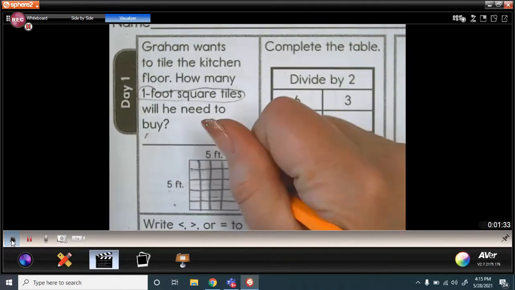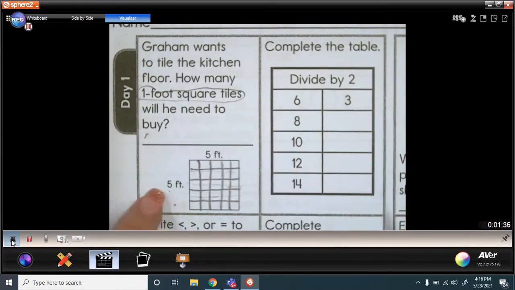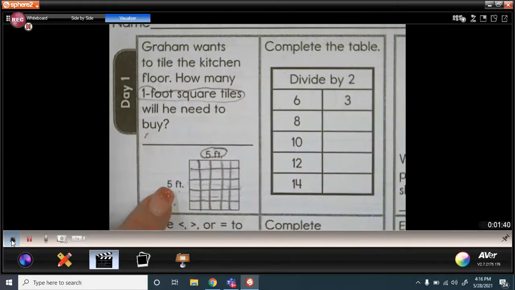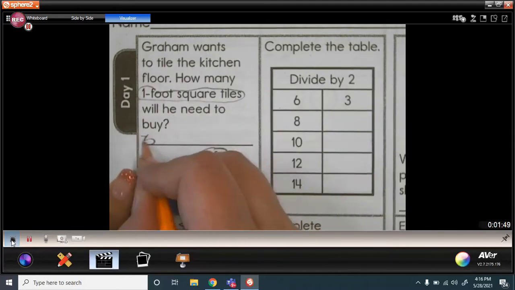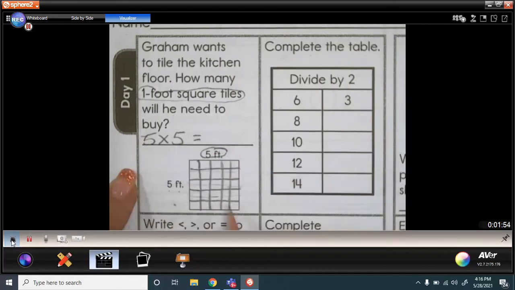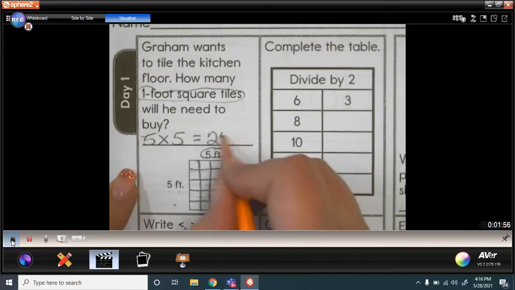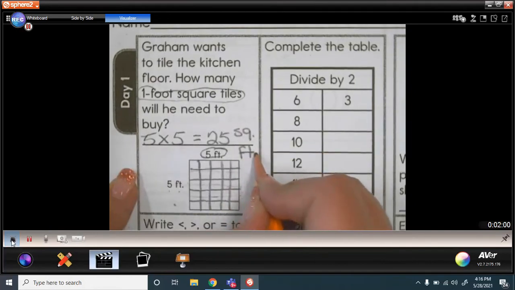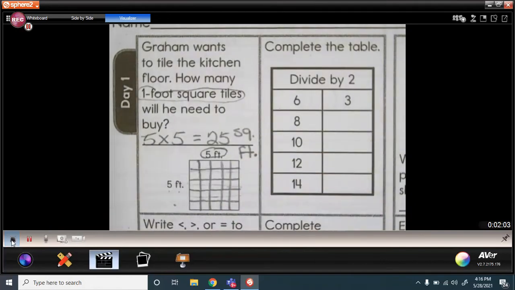I'm just doing this because we should already know that I can take the number of rows and multiply it by the number of squares that are going to be in each row. So 5 rows with 5 squares in each row. That tells me that I am going to get a total of 25 square feet tiles, square foot.